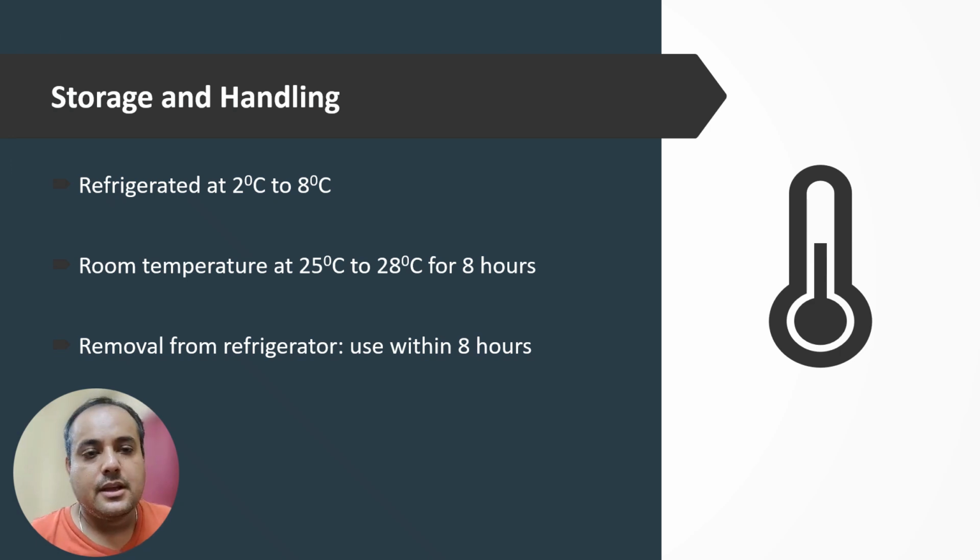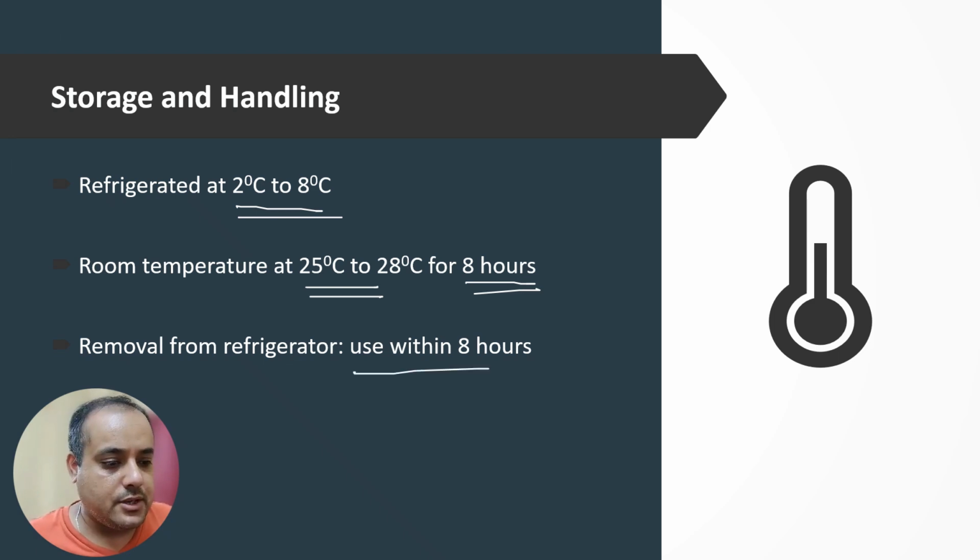Now a few points about storage and handling of this drug. This drug is stored in the refrigerated form and the temperature is 2 to 8 degrees C. It can be stored at room temperature of 25 to 28 degrees C, but the maximum time up to which it can be stored at 25 to 28 degrees C is 8 hours. So that means if we are removing this drug from the refrigerator, we must use it within 8 hours.